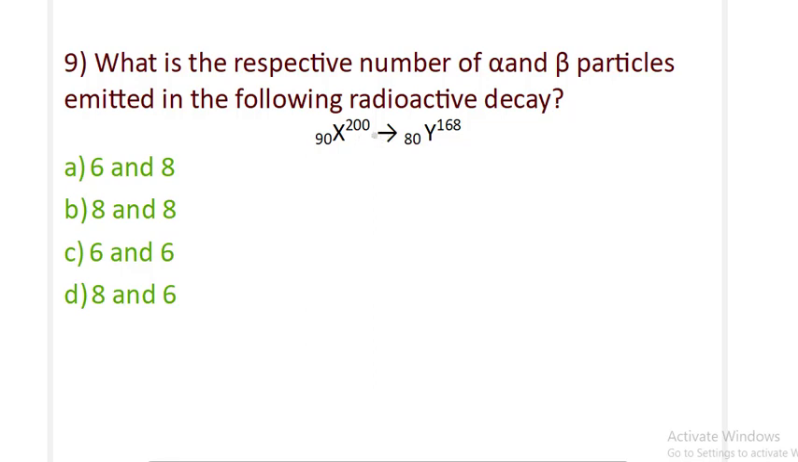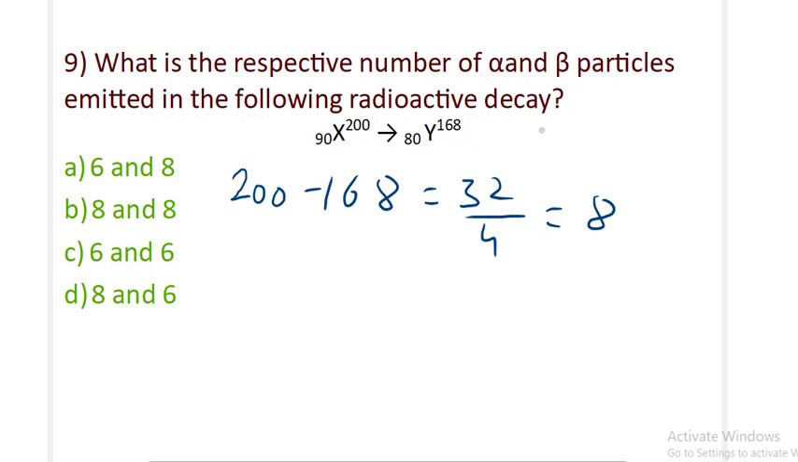So first we calculate for alpha only. Now see, the mass number initially was 200 and it became 168. So we subtract, 200 minus 168, what we get is 32. So the mass number decreases by 32. So if one alpha particle decays, it decreases the mass number by 4. So 32 we can divide by 4, so it is 8. It means 8 alpha particles are emitted.